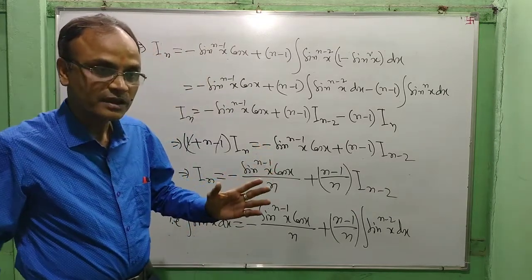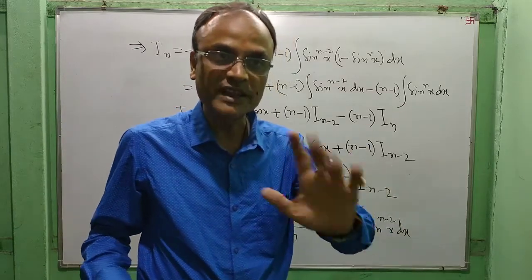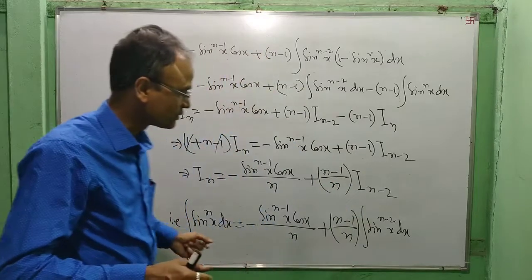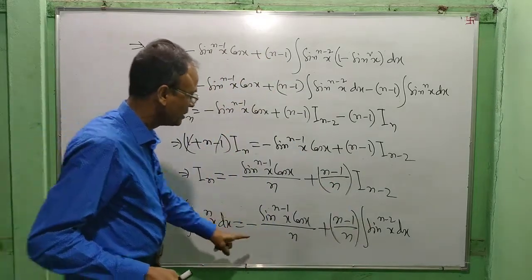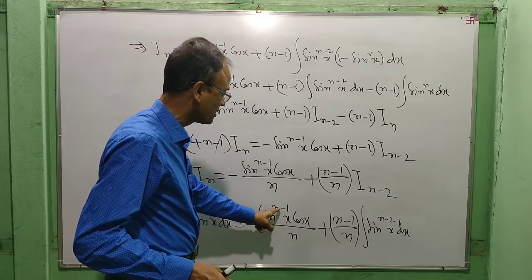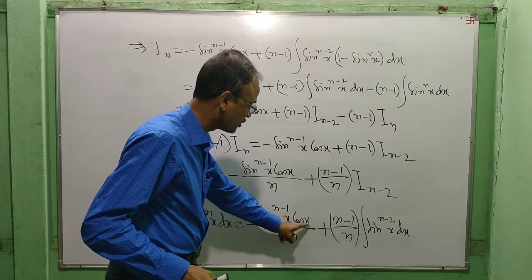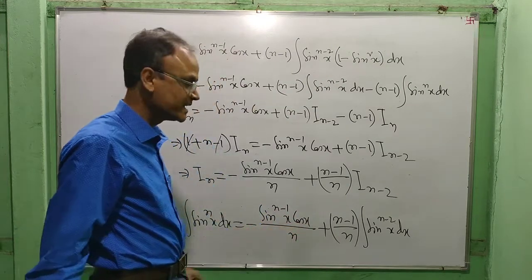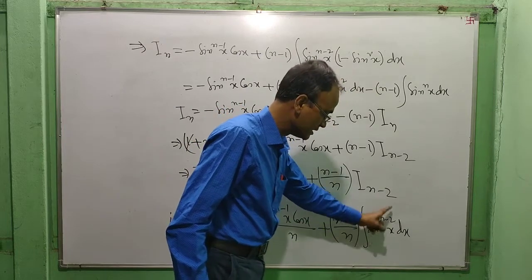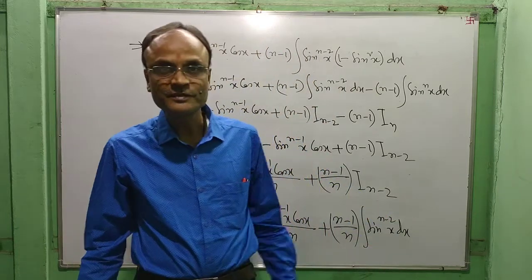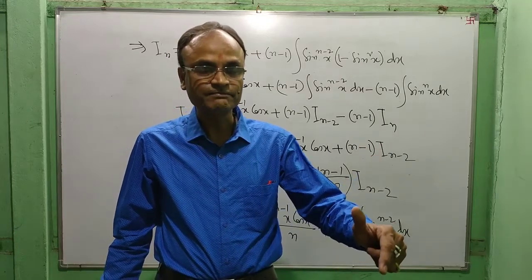Suppose you are asked to find integration sin^4 x dx. You can apply this method. Put n equal to 4 here. You will get minus sin^(4-1) x, meaning sin^3 x cos x divided by 4, plus 3/4 integration sin^2 x dx.